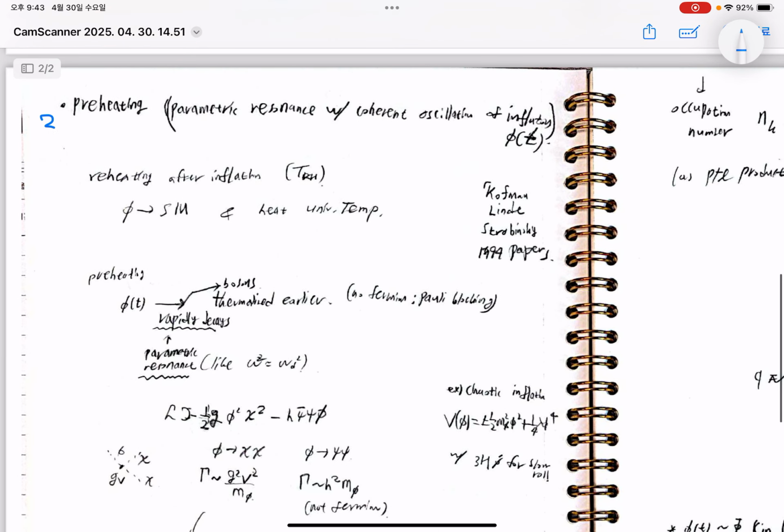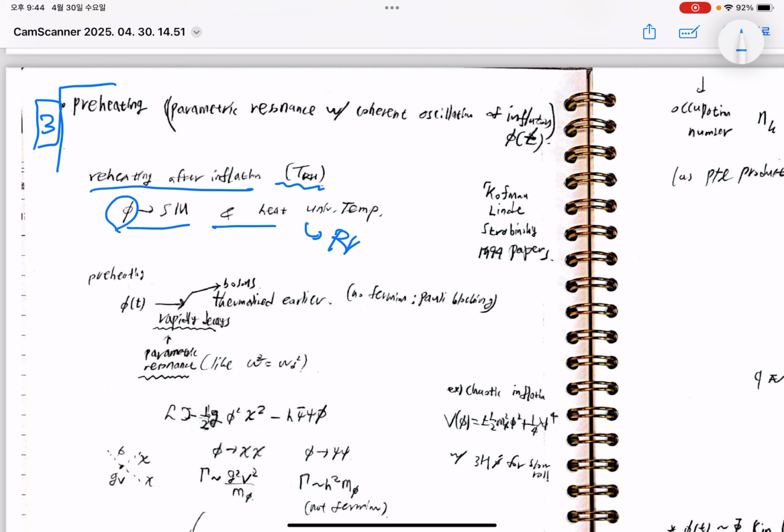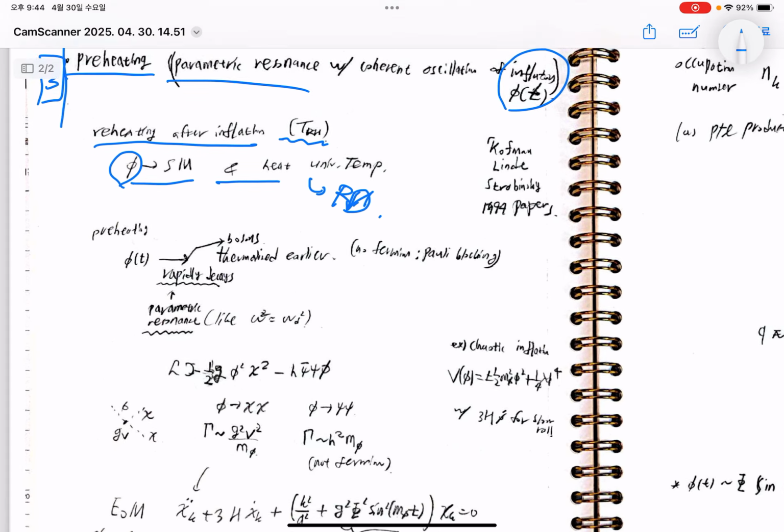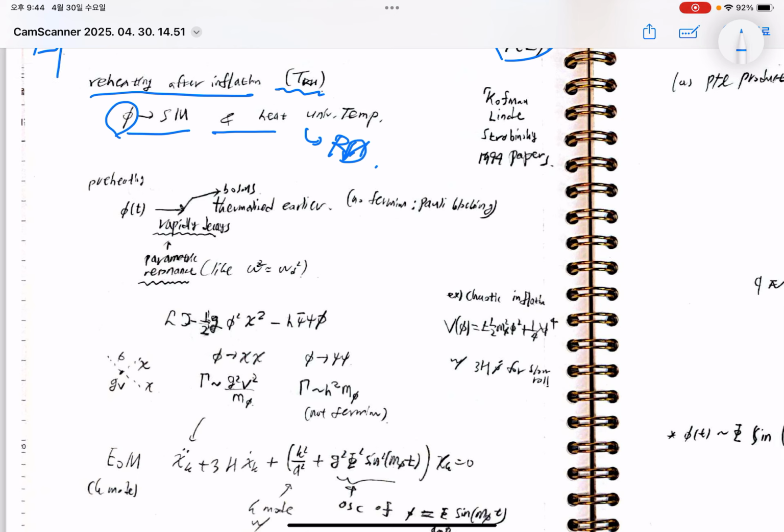The final topic we discussed is preheating. Preheating is similar to reheating after the inflation at the reheating temperature. Inflaton fields decay to the standard model particles, and this heats the universe, and the universe becomes radiation dominant. Preheating occurs by the parametric resonance with the coherent oscillation of the inflaton field with the time dependence. Such a parametric resonance makes the rapid decay of the inflatons, and the inflaton decays to the boson burst. There is no fermion decay because there's a Pauli blocking, and this makes the thermalization earlier.